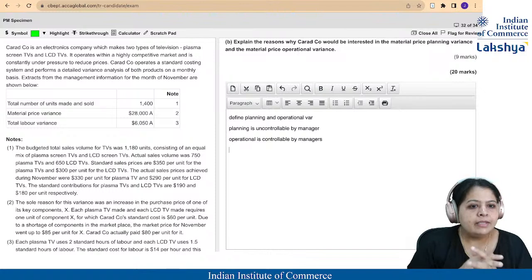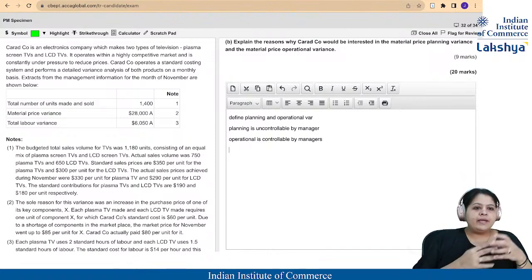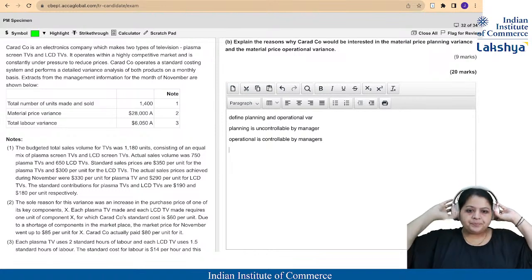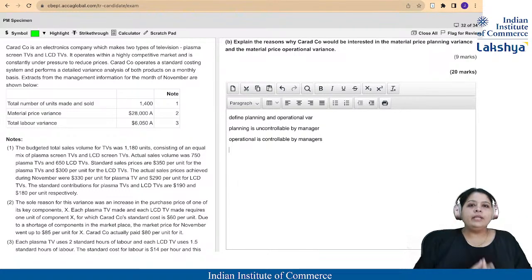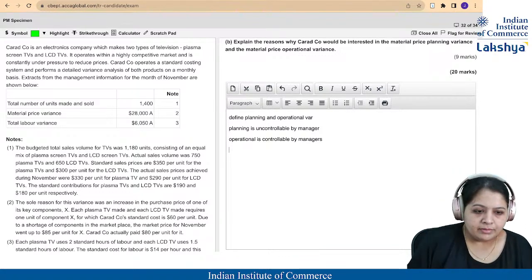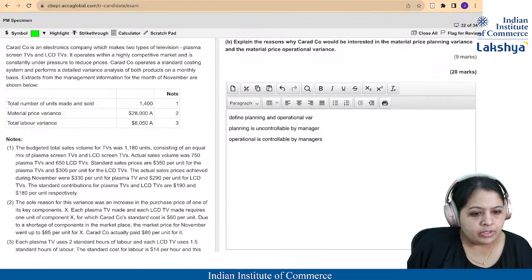And this is why you can explain that, despite the increase in the price of the raw material from 60 to 85, the managers did show a favorable operational variance by getting it for $80. So relate it to the answer that was calculated earlier, right? So this is how you handle your 20 marker. Let's go to the next question.